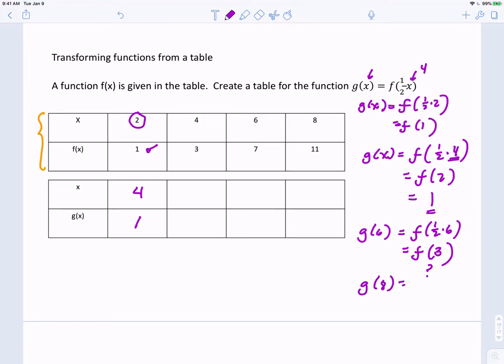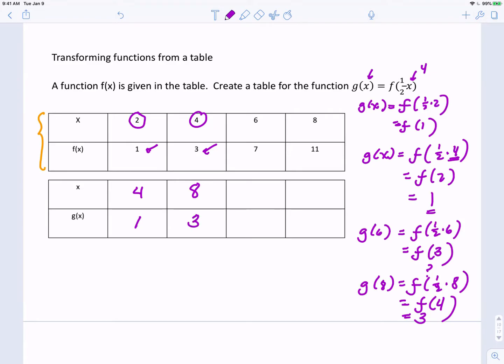g of 8 would be the same as f of 1/2 times 8. In other words, the same as f of 4. And we can see that we do have a value for that. We know that f of 4 is equal to 3. So if we plug in an 8, we'll get an output value of 3.